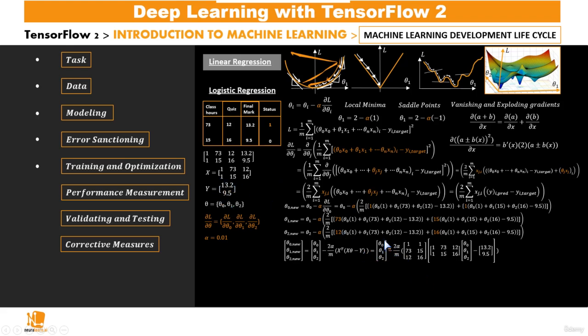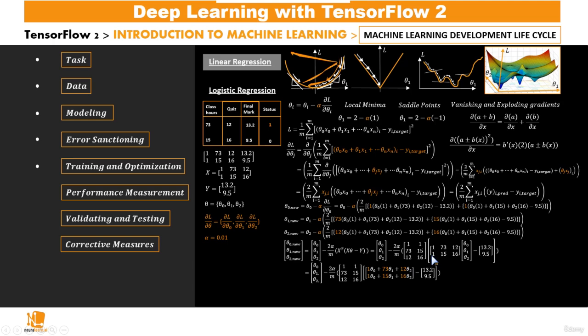So this equals theta 0, theta 1, theta 2 minus 2 alpha on m into X transpose into X times theta minus y. Now simplifying this, we have this minus 2 alpha on m into X transpose into this times theta 0, theta 1, theta 2. Now multiplying here, we have 1 times theta 0 plus 73 times theta 1 plus 12 times theta 2, which gives us this.